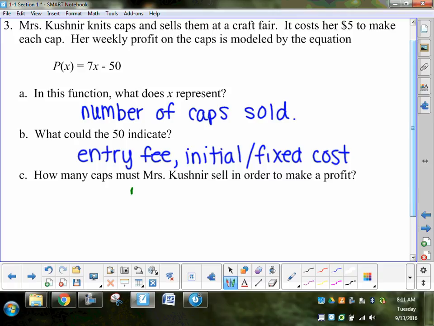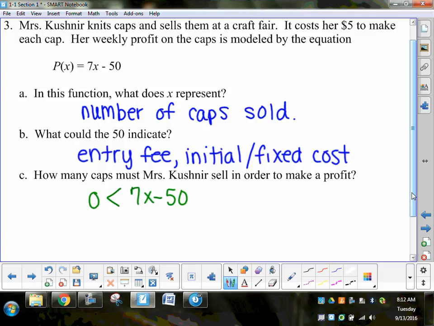So what we're looking to do is take the 7x minus 50, and in order to make a profit, do we need that to be greater than 0 or less than 0? We need our revenue to be greater than 0. That's how you stay in business. You need to be making more money than it costs, otherwise it's not running a business, it's volunteering. So go through right now and compute out what our answer would be.